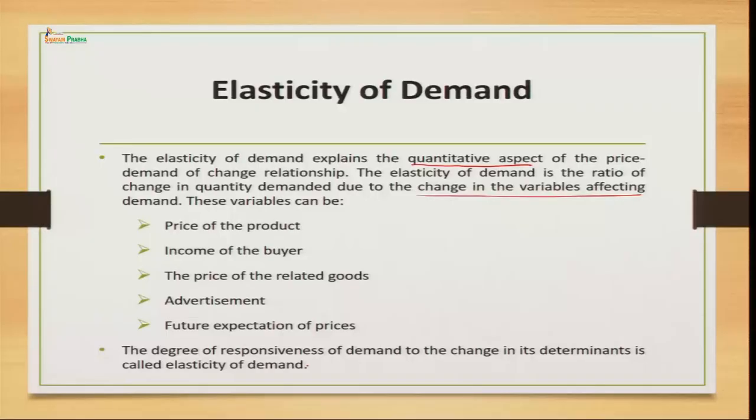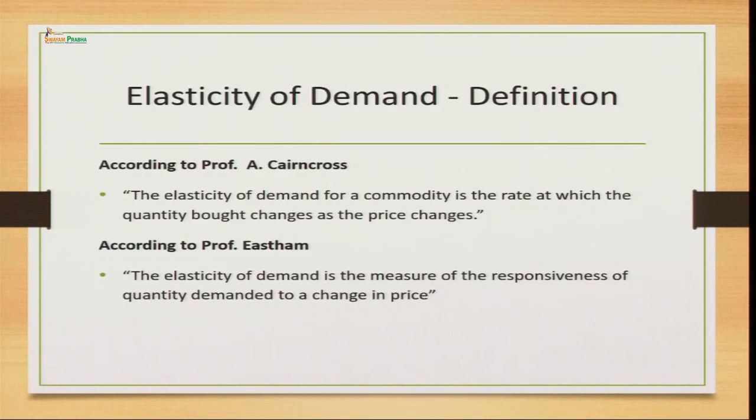So whatever the factors, whatever the determinants of demand we have discussed, because of that, if the quantity demanded changes and we are studying one specific factor at a time, that is to be considered as an elasticity of demand. So, the degree of responsiveness of demand to the change in its determinant is called elasticity of demand. Moving ahead, we can read out the definitions given by different people regarding this elasticity of demand, and sometimes we also define it in terms of change taking place in the price, because we all know price is the most important factor which affects the demand of any commodity.